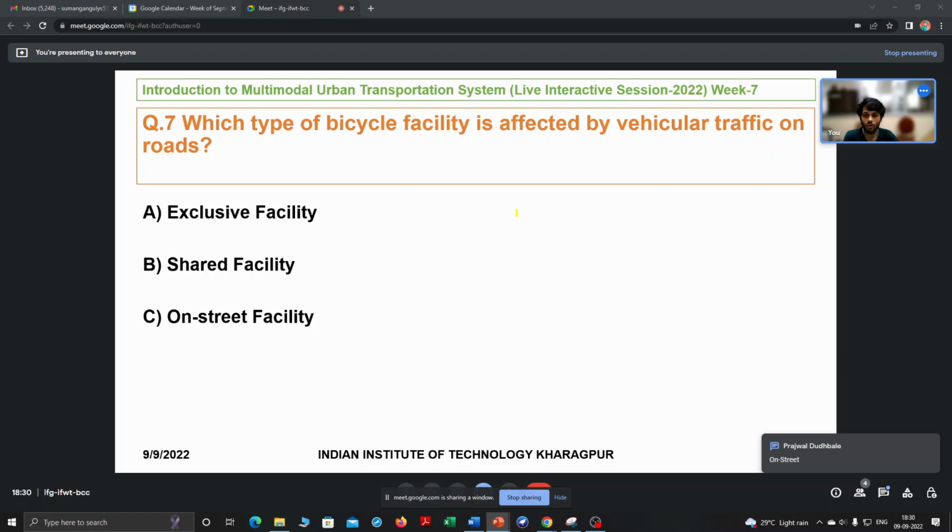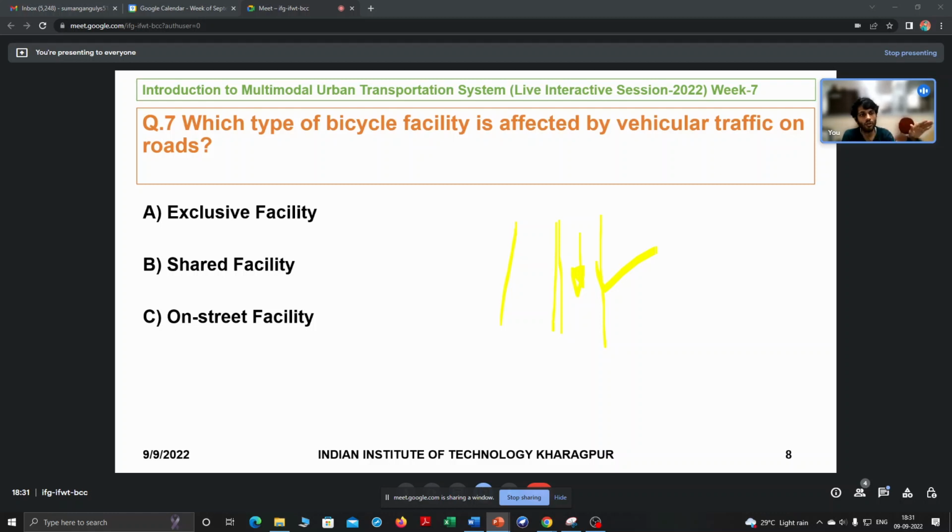Okay, so I got two responses. One is saying shared facility and one street facility. So basically, what is an exclusive facility? Exclusive facility means it is physically segregated. Suppose you have this road and here you have a curb and this is the bicycle lane. So it's a segregated facility. Physically it is segregated using a curb.